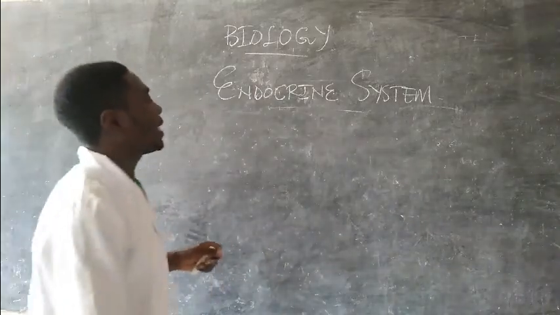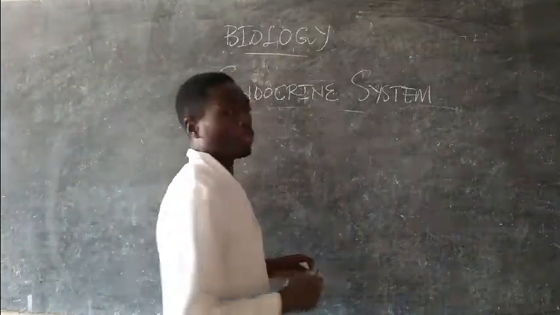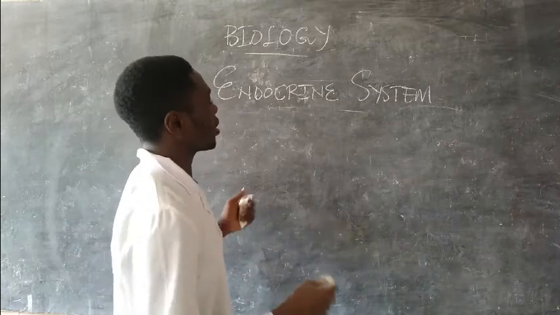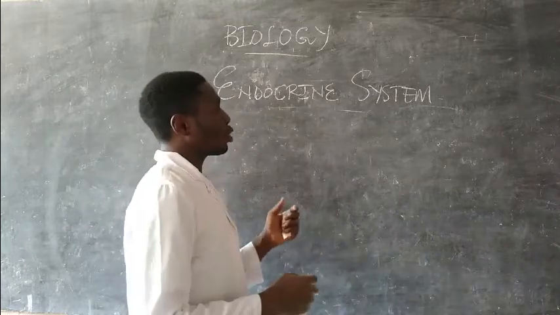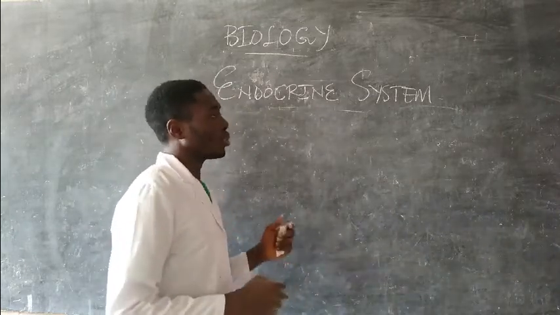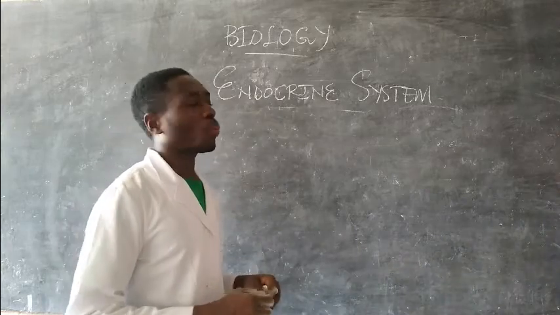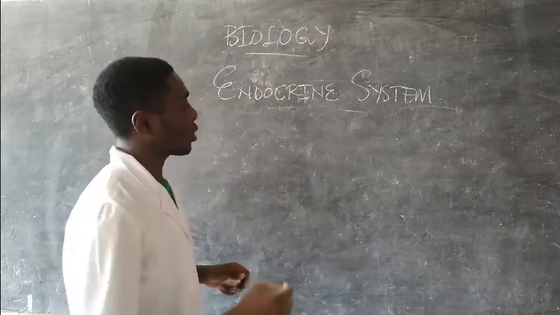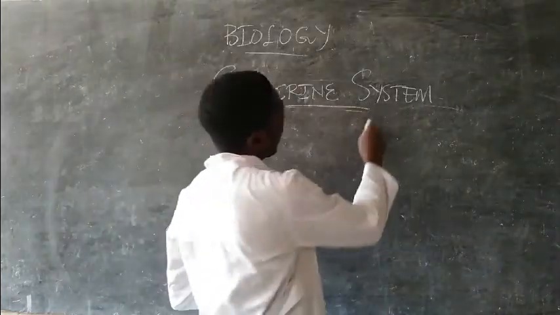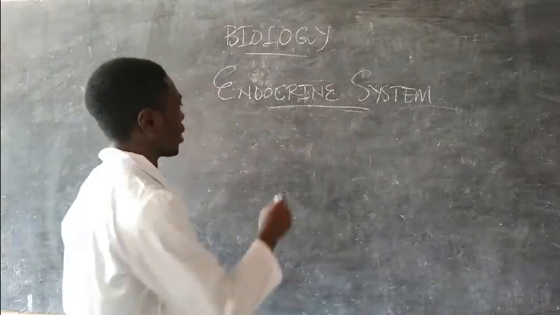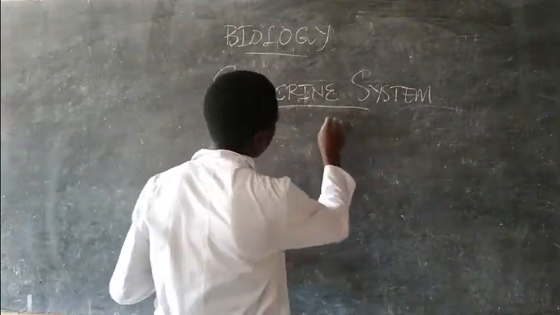Okay, now let's start with the pituitary gland. What does the pituitary gland secrete? We are going to be considering the pituitary gland together with the pineal gland and the hypothalamus. Now the pineal gland, I've already explained what it does, so that's all about it. It's not really a major something.